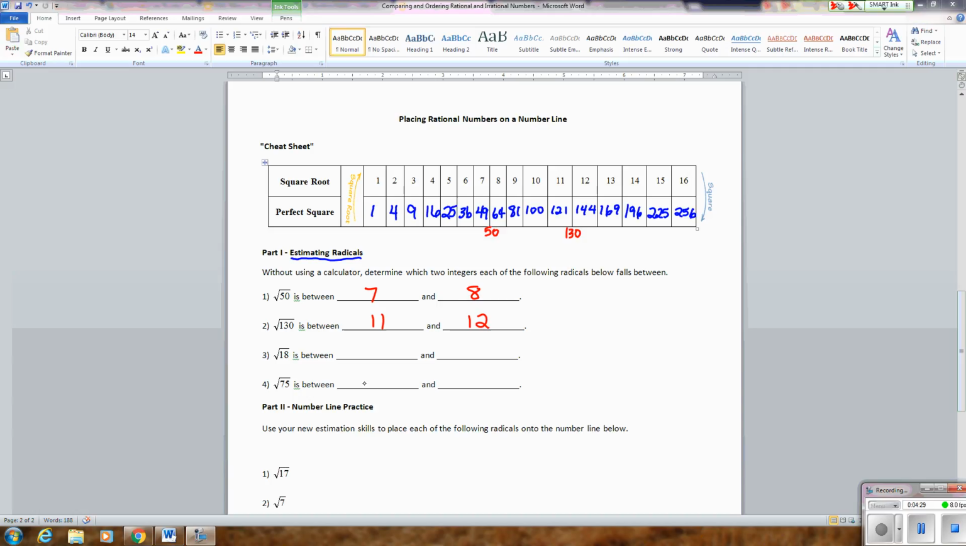Okay, so pause the video and do problems 3 and 4, and then check your work to the video. And then you'll do the bottom half on your own.